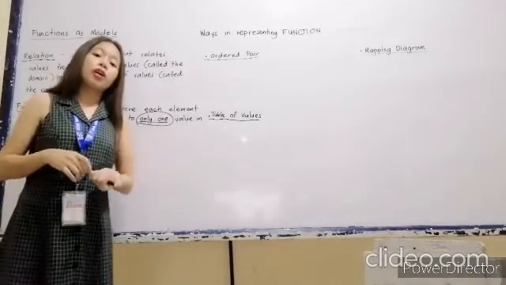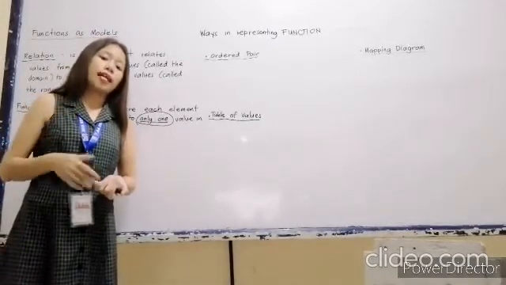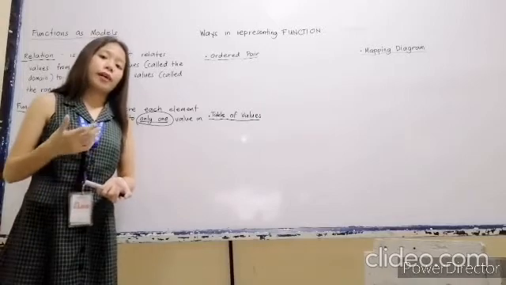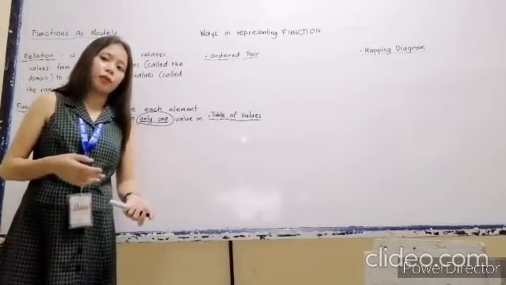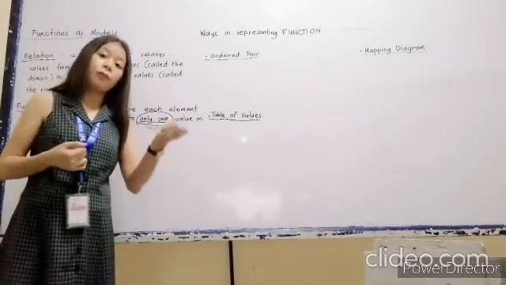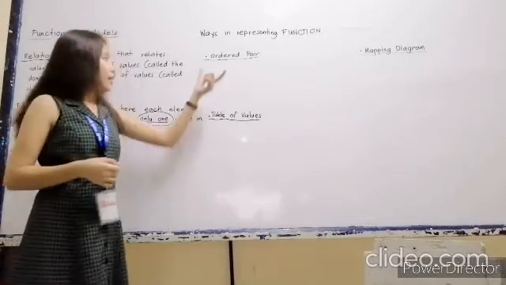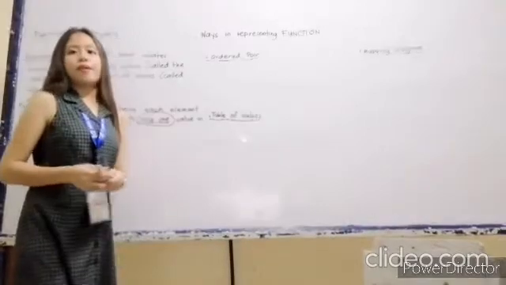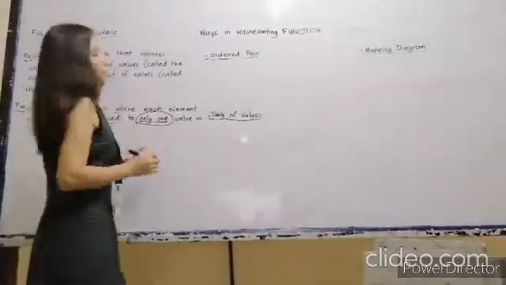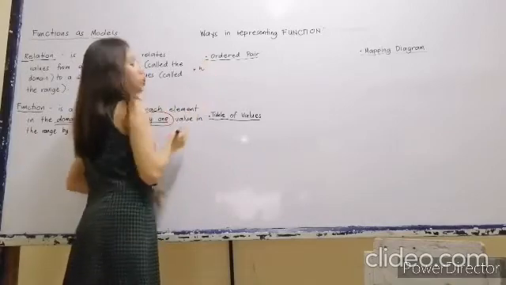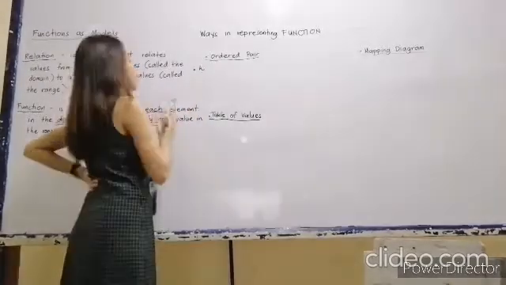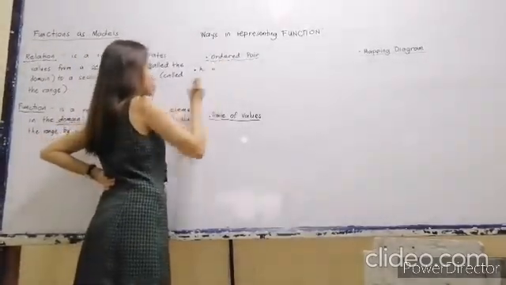You are aware naman during your junior high school days, when we say ordered pair, we have the abscissa, we have the ordinate, we have x, we have y. So, let's consider the first way, ordered pair. Let's say we have here the relation H. Relation H has ordered pairs.